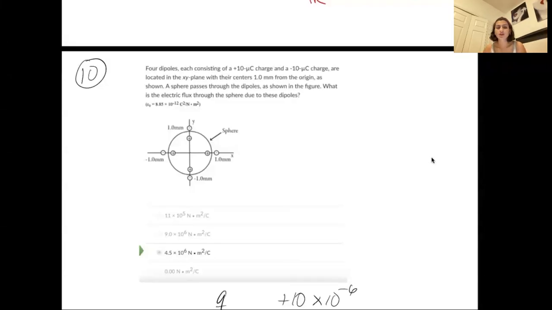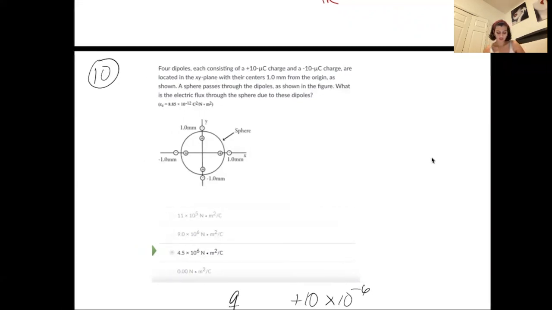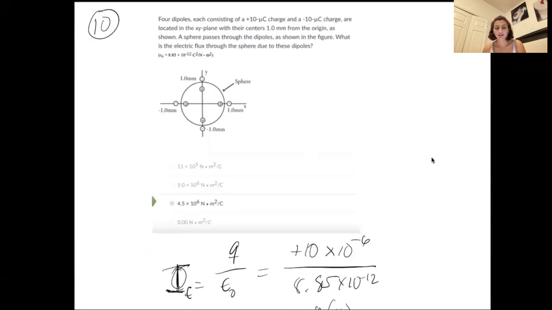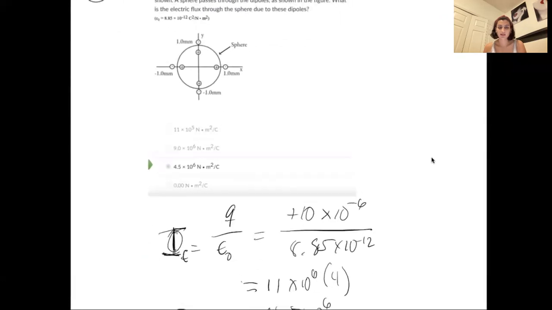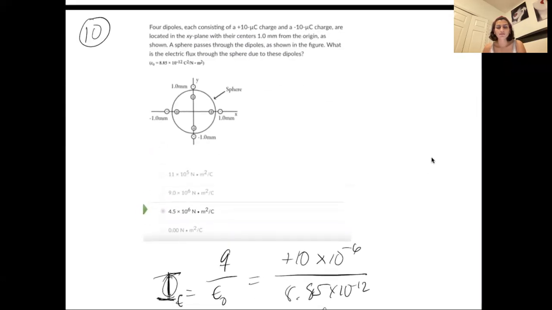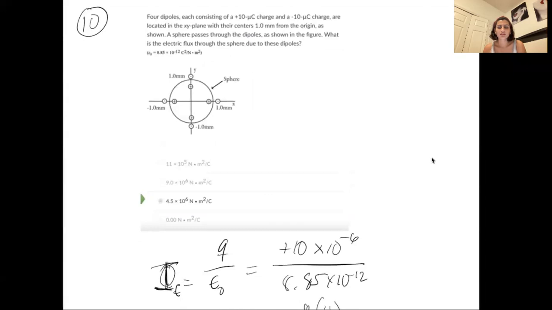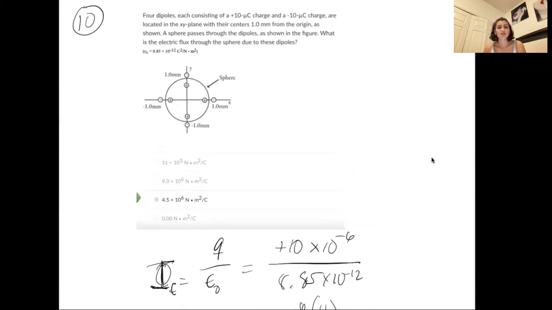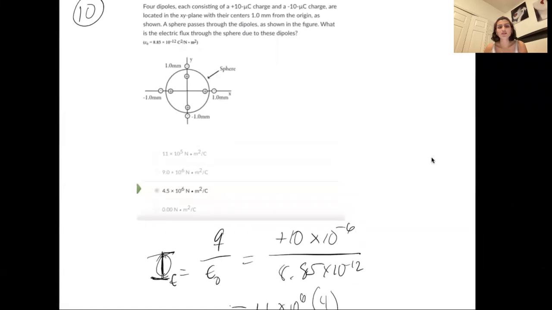Okay, so now we're gonna do question 10. This one has to do with knowing the electric flux of multiple points inside a sphere. So let's get to it. I did the work already because I thought it would be easier to explain as I went. You know that they each consist of a plus 10 charge and a minus 10 charge. They're on the XY plane, 1 millimeter away from the origin.